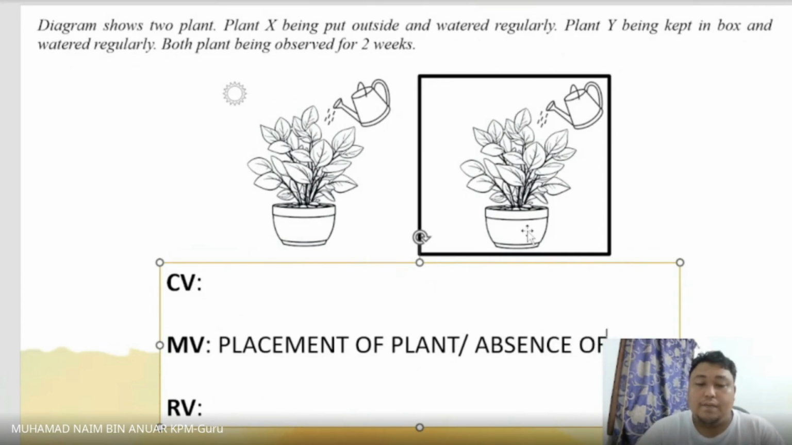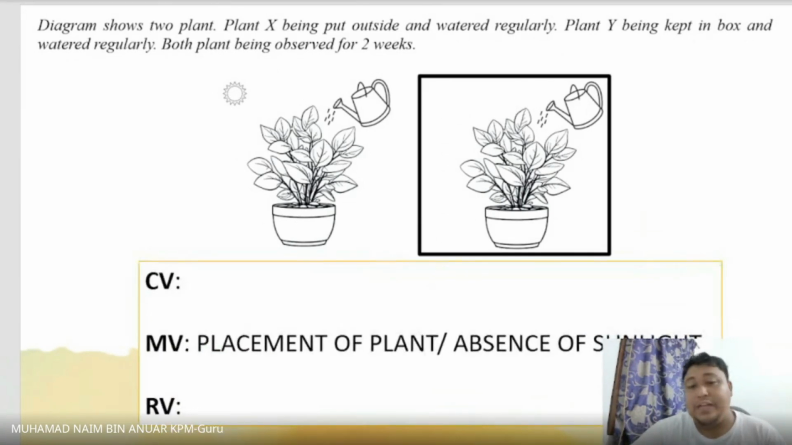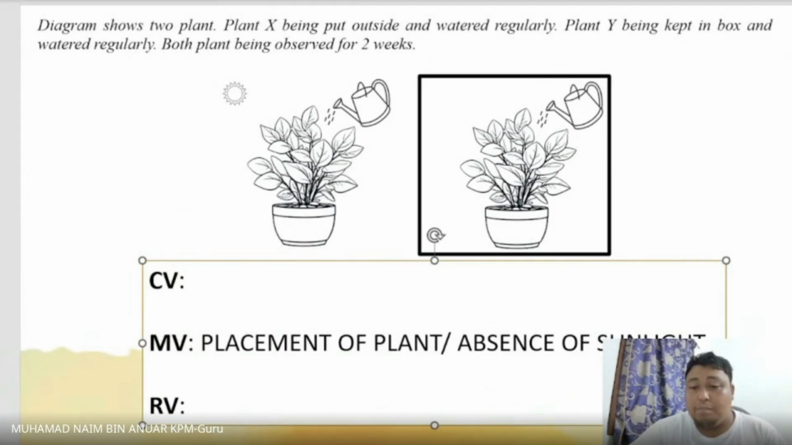Absence of sunlight. We did absence before. If you still remember, absence means you cannot see it. You don't have that. So that's absent. Now, I'm going to open the chat. Yes, no sunlight, correct. For RV, remember, there's no number here, I think. So what are we looking for? There's no number here. Sophie, too fast. Good job, Sophie.